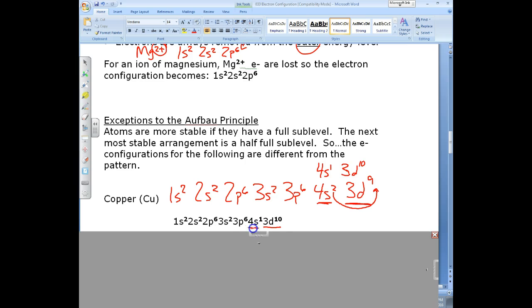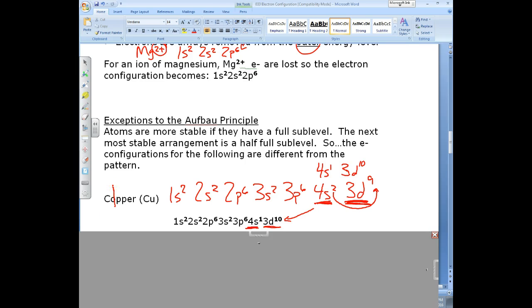Now I have one sublevel that is half full and one that is full, instead of one being full and one being not full, not half full. The other arrangement is less stable, so its true electron configuration is with the 4s1 3d10.